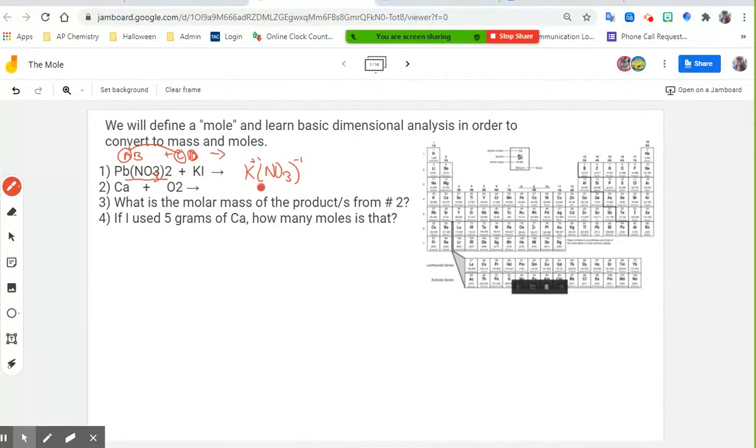This has a -1 charge. You crisscross them. They cancel out. Then we're going to add in our lead iodide. So we're going to have Pb, who has a +2 charge, and that iodine, who has a -1. We crisscross those. We end up with the little 2 on the outside. Okay. All right, cool. So that's number 1. Just want to review that.